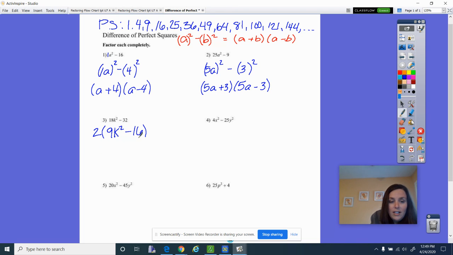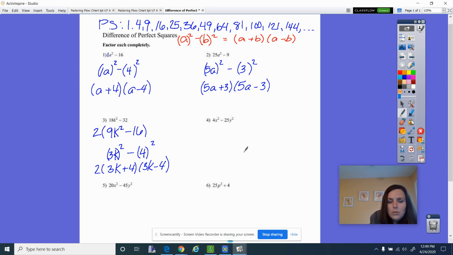So now I'm going to look on the inside, and I'm going to say, is 9k squared a perfect square? Well, 9 is on my list, and 2 is an even exponent, so yes. Do I have a minus sign? Yes. Is 16 a perfect square? Yes. So the square root of 9 is 3, the square root of k squared is k, the square root of 16 is 4. So I have 3k plus 4 and 3k minus 4. And don't forget, we need to drop down the 2.